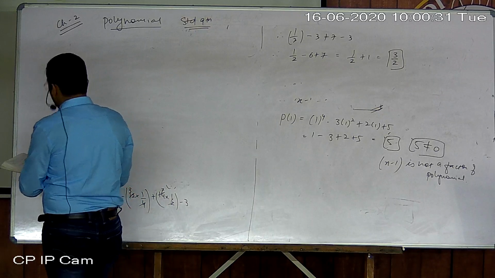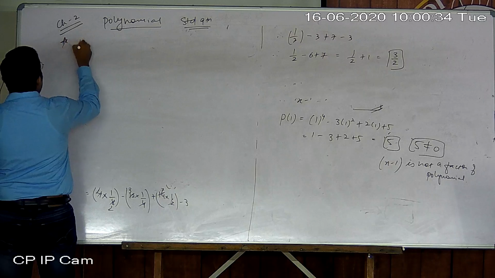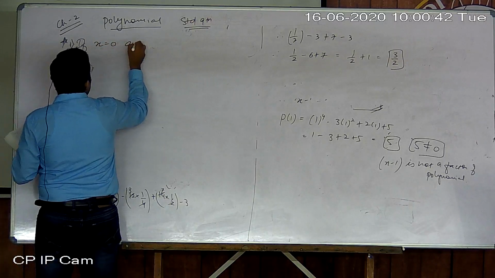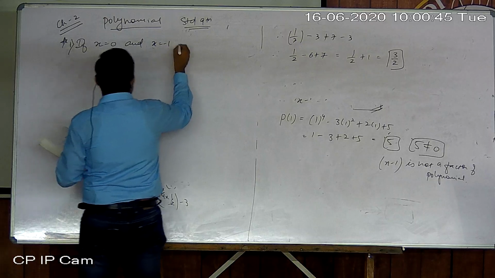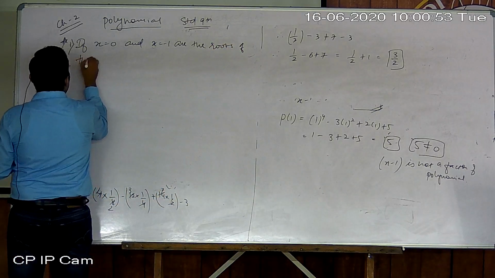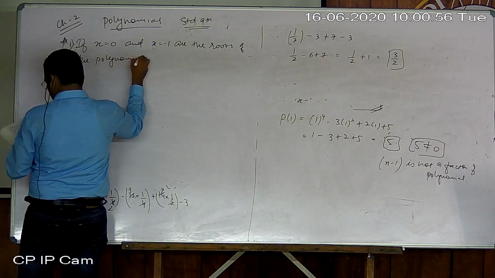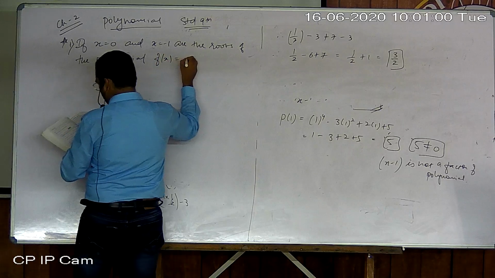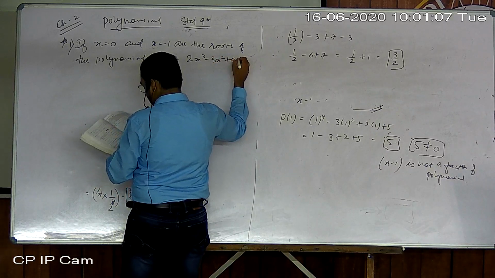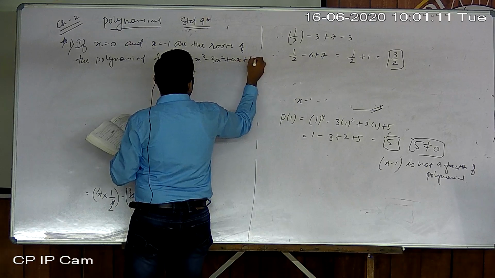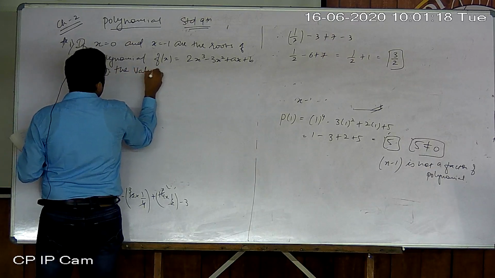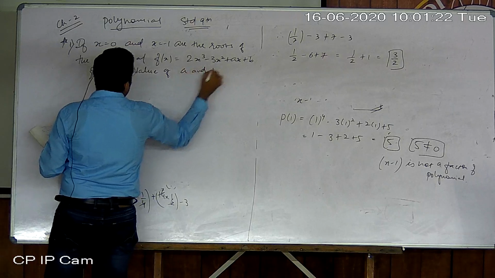The first one is: if x equal to 0 and x equal to minus 1 are the roots of the polynomial f of x equals 2x cube minus 3x square plus ax plus b, find the value of a and b.